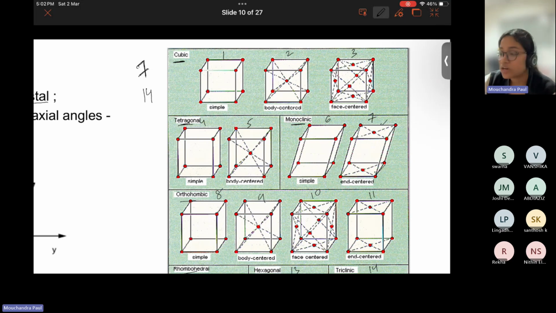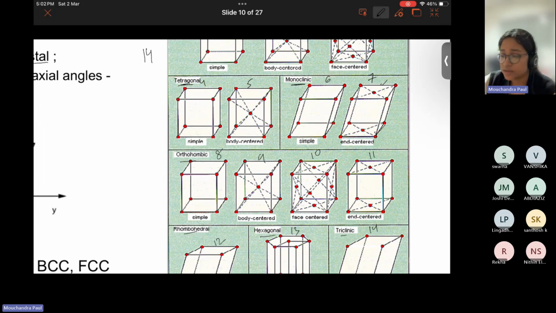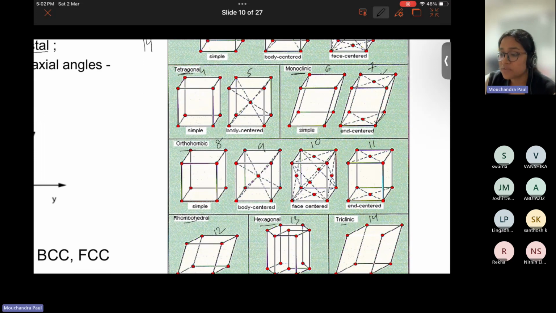face. So there are only 2 additional atoms, 8 plus 2, 10 atoms are there. Then when we come to orthorhombic, there is again simple orthorhombic, and there is body centered, face centered, and end centered. End centered means that the bottommost face and the topmost face will have one atom at its center, that is end centered.